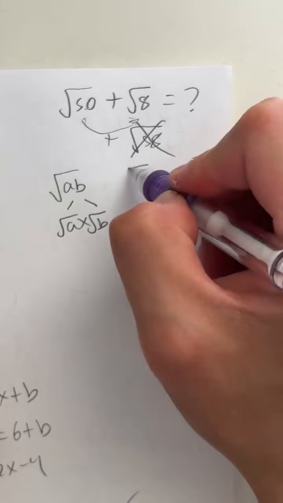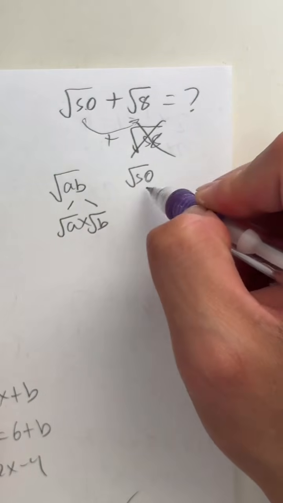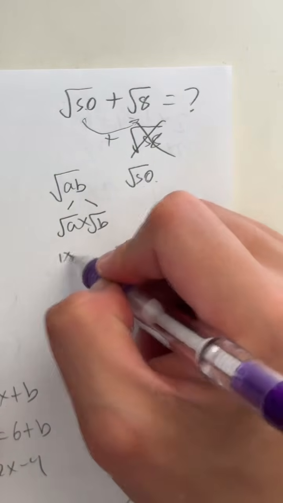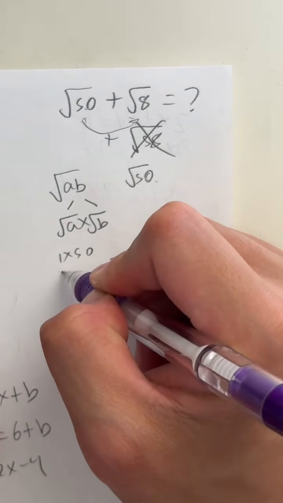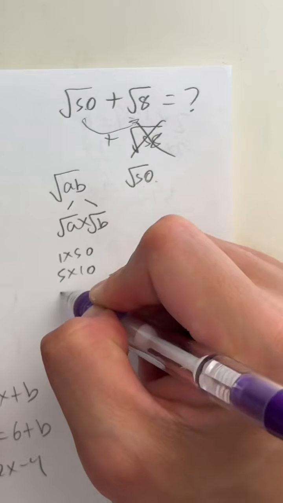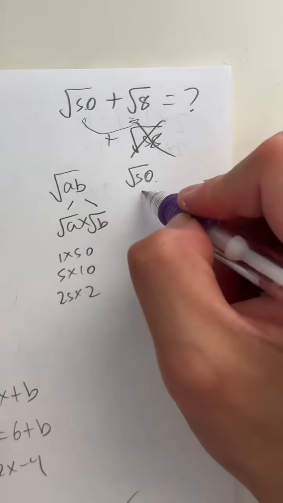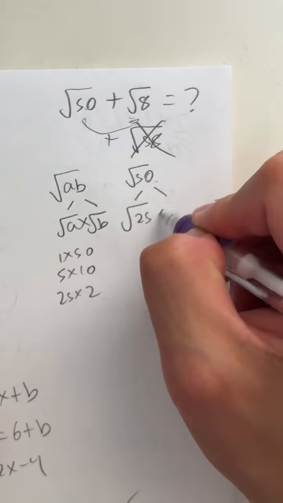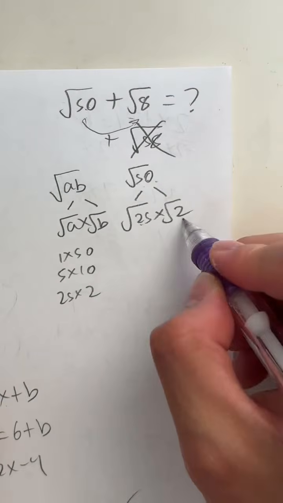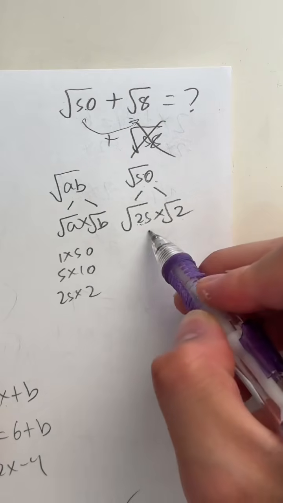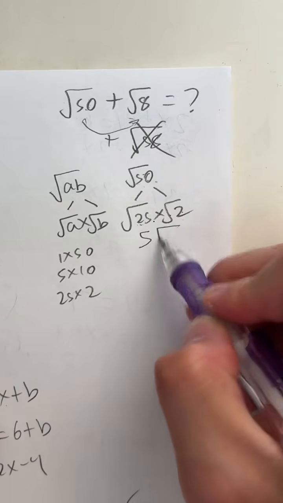So in that case, when I see the square root of 50, how can I break this down? What are some factors of 50? Well, I know it's going to equal 1 times 50, and then 5 times 10, but most importantly, it's equal to 25 times 2. So the square root of 50 is equal to the square root of 25 times the square root of 2. 25 times 2 is 50, and the square root of 25 is just 5, times the square root of 2, which is 5 root 2.